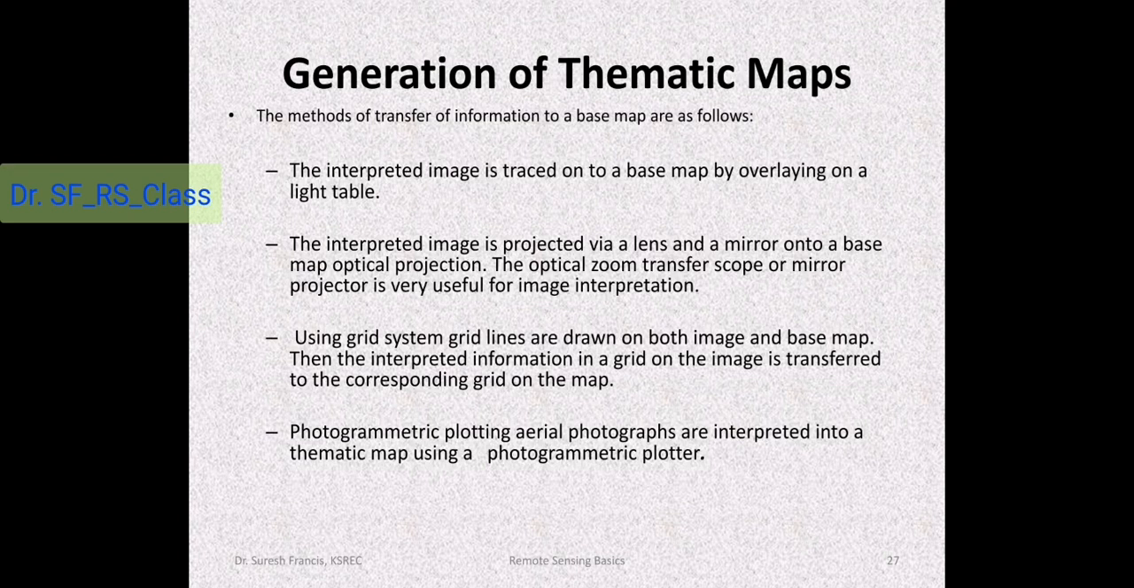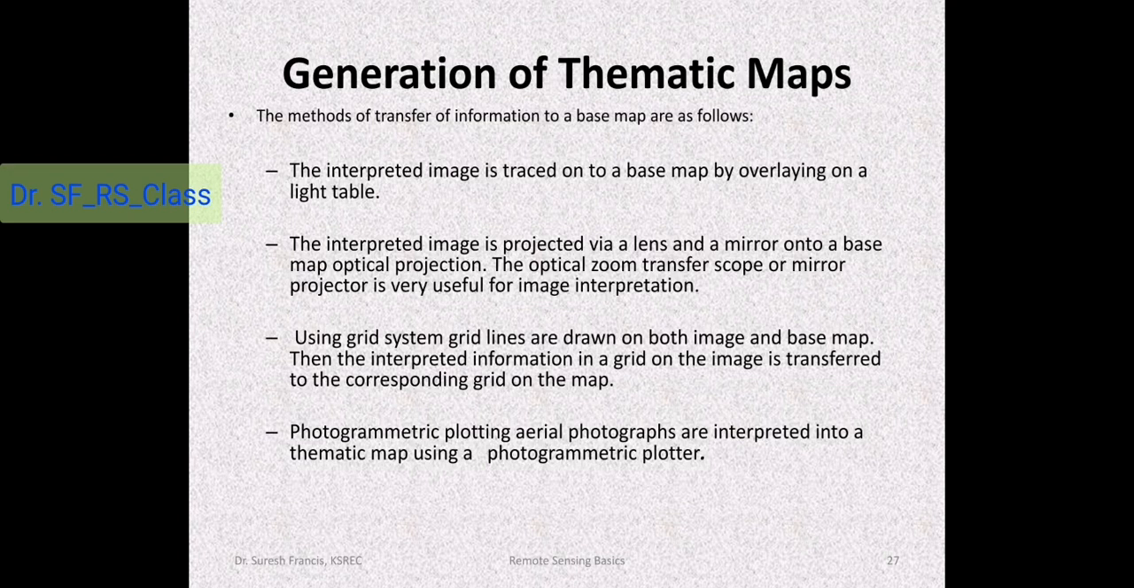So for generation of thematic maps, there is a method of transfer. It's an old remote sensing method. It depends on the transfer. The interpreted image is traced to the base map by overlaying it on a light table. You first trace out from the image, and then overlay that traced thing on the base map on a light table, and they transfer it. Or the interpreted image is projected via lens and mirror to the base map, and you integrate.